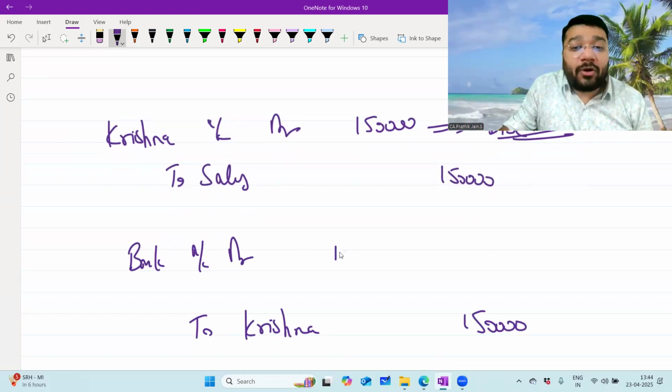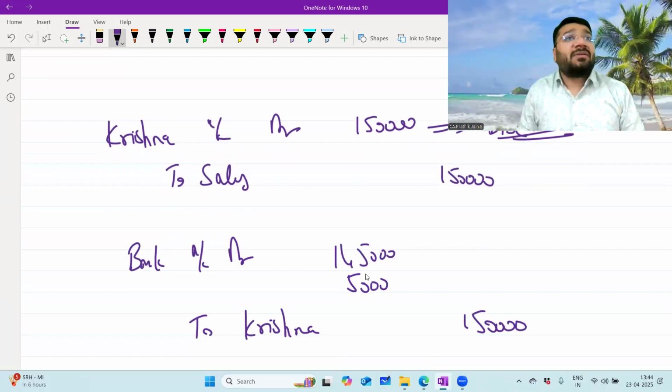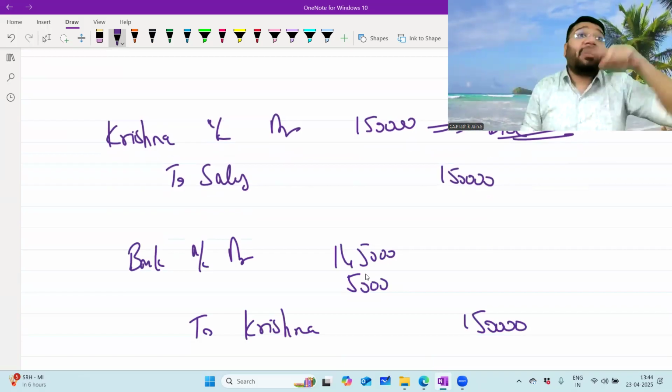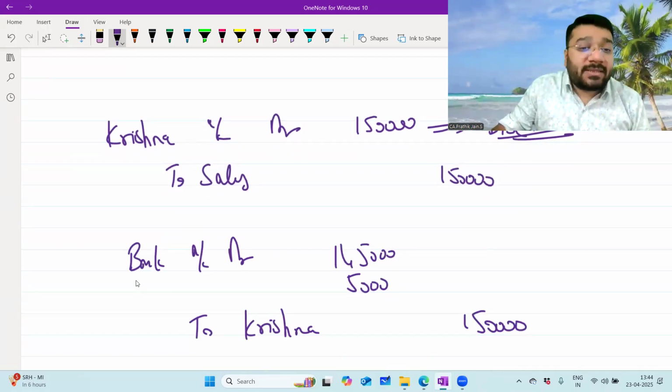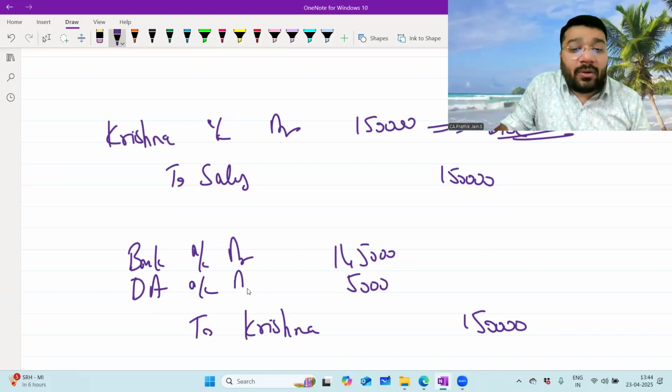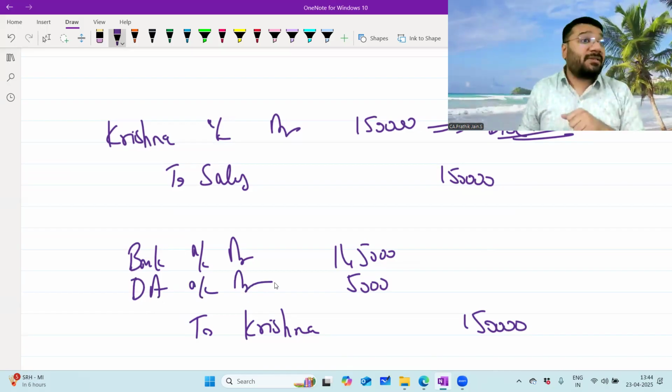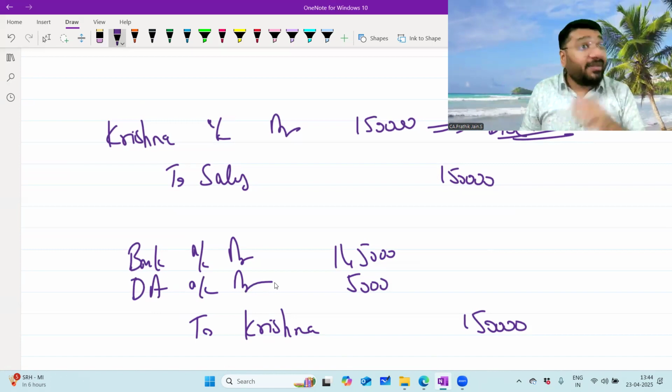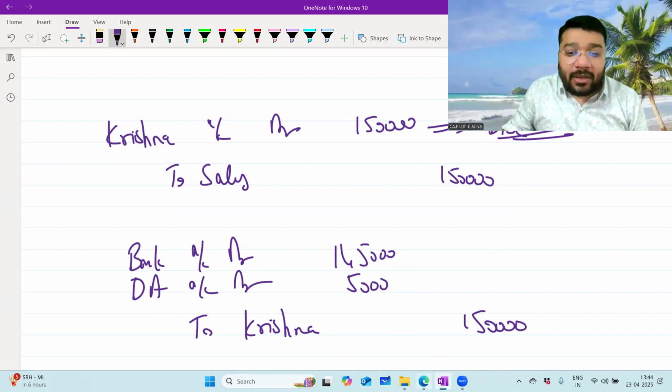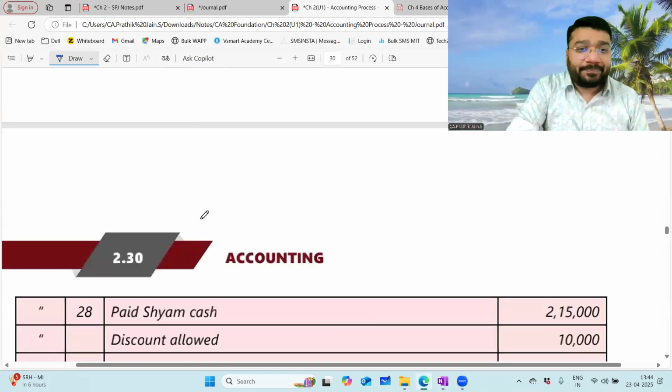Bank account debit 145. What happened to the remaining 5,000? Sir, you will never receive this. Is it a loss for me? Yes. Debit all expenses and losses. So what is this? Discount allowed account debit 5,000. What discount is this, cash or trade? Cash discount. So discount allowed account debit is cash discount. Any problem?